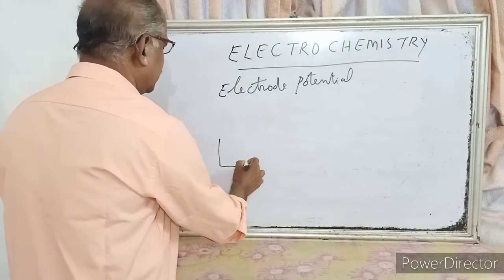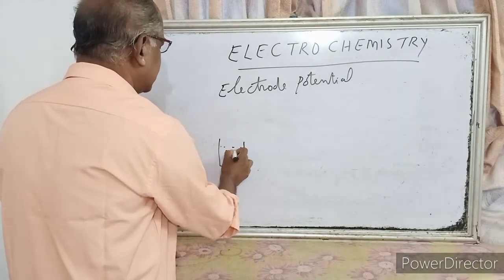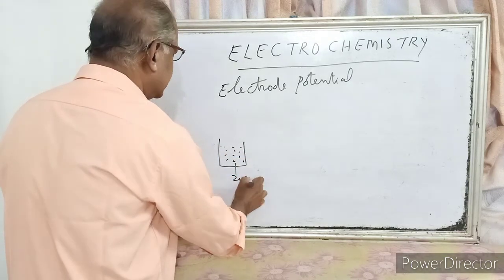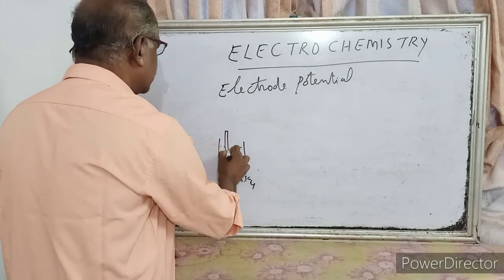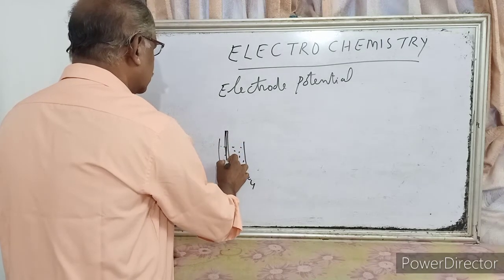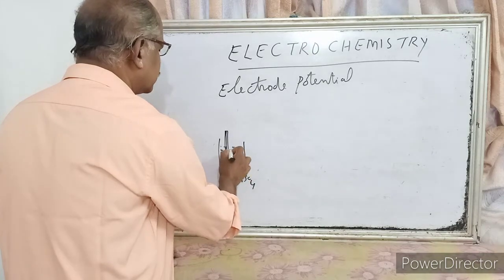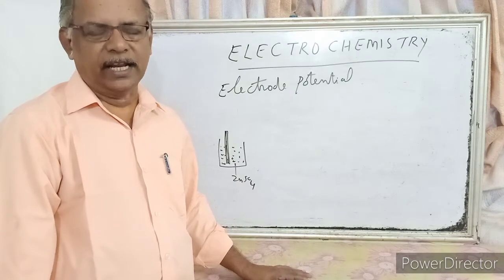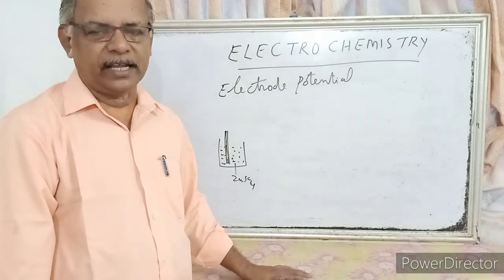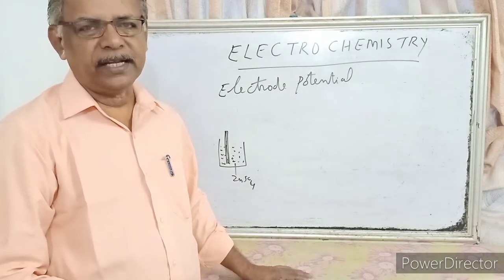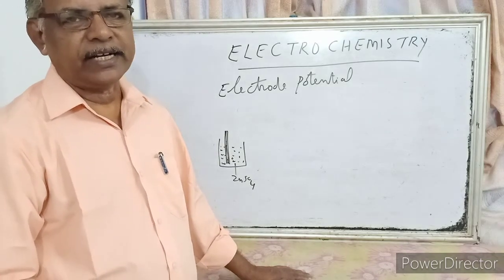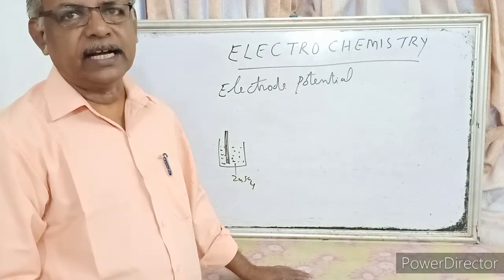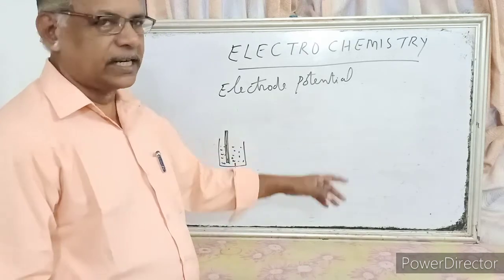For example, you are taking some zinc sulfate solution here and you are placing a zinc rod in it. So when a metal is dipped in its salt solution, it will have a tendency either to lose electron or to gain electron, and that is called electrode potential.